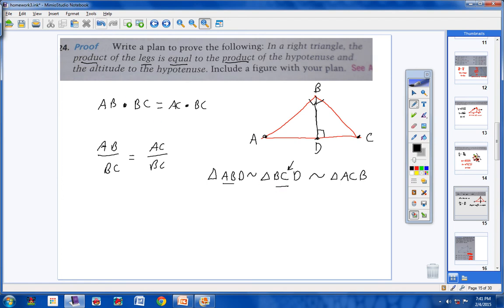So maybe I really don't want this BC. Maybe I want the AC here and the BC up here. Let's see. AB over AC equals... no, that's not going to work either. If I have AB corresponding with AC, AB over AC, then it's got to equal BC over BC. That's not going to work either. So we're going to have to go on to a different plan of attack. I've got a couple more ideas. Okay, so here we go.